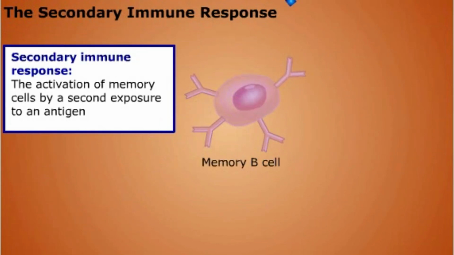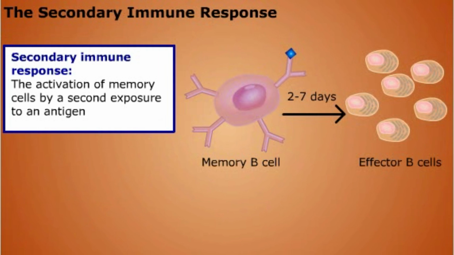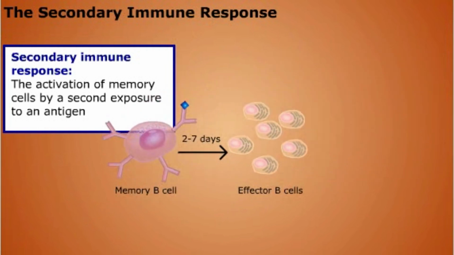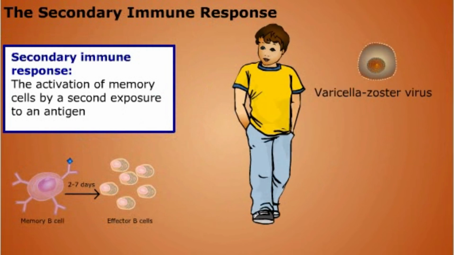If we are exposed to the same pathogen again, the secondary immune response is much faster, taking only 2 to 7 days thanks to the memory cells. The memory cells divide rapidly and produce more effector cells when they encounter the pathogen again. Since the secondary response is so fast, we generally don't have time to develop the symptoms of the illness before the pathogen is destroyed. Because of memory cells, we rarely get chickenpox or many other illnesses twice.